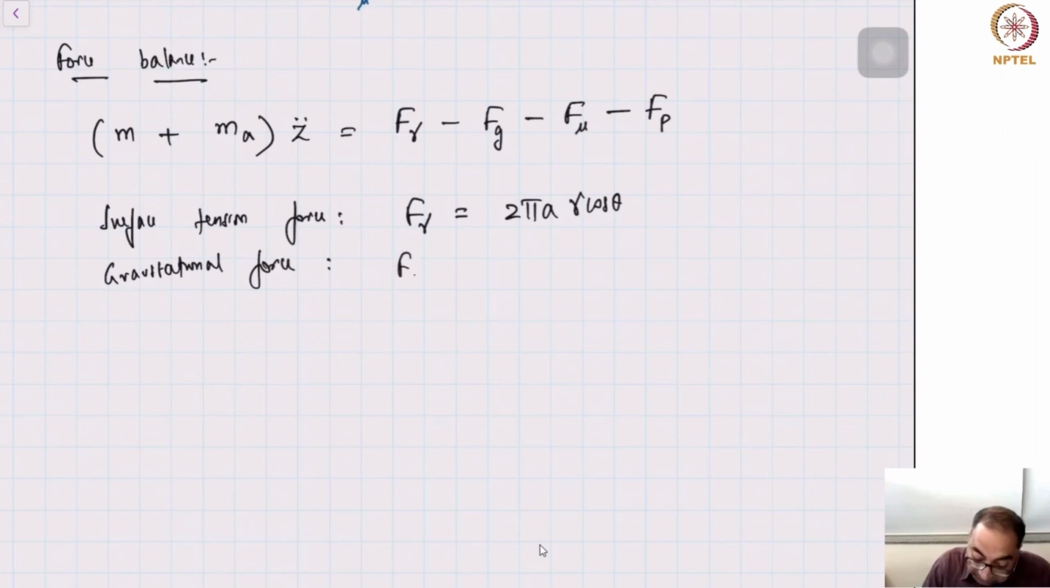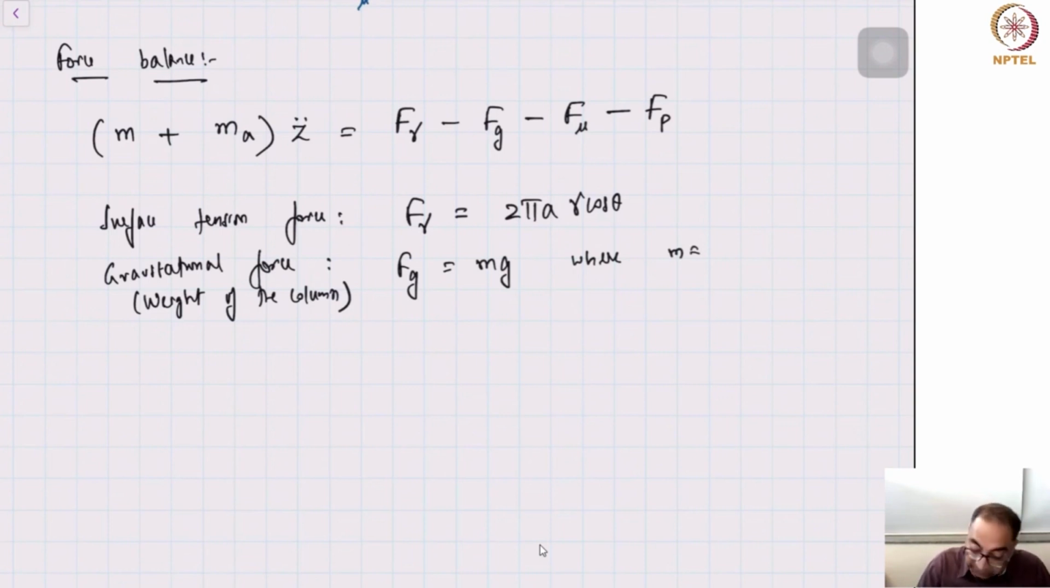Gravitational force is also nothing but the weight of the column. The weight of the column would be mg, and what is m here? This is the mass of the column. So pi a square will be the area, times z, that will be the height of the column, multiplied by density. That's the mass of the column.